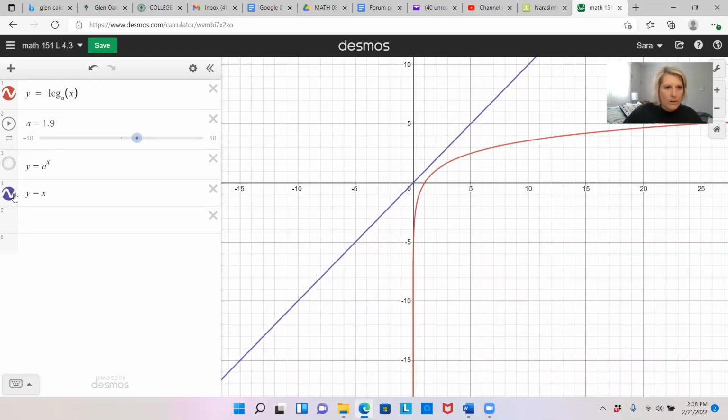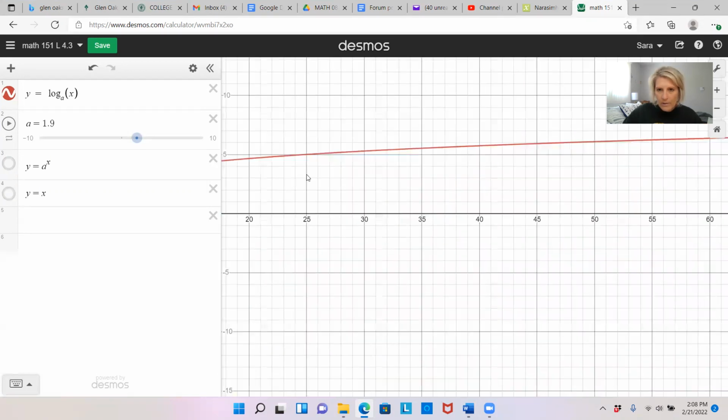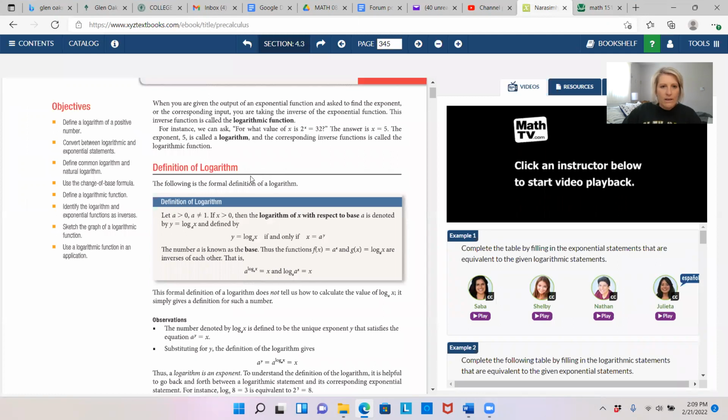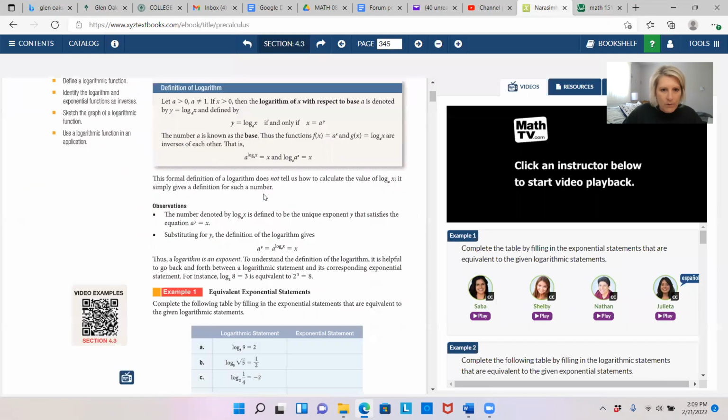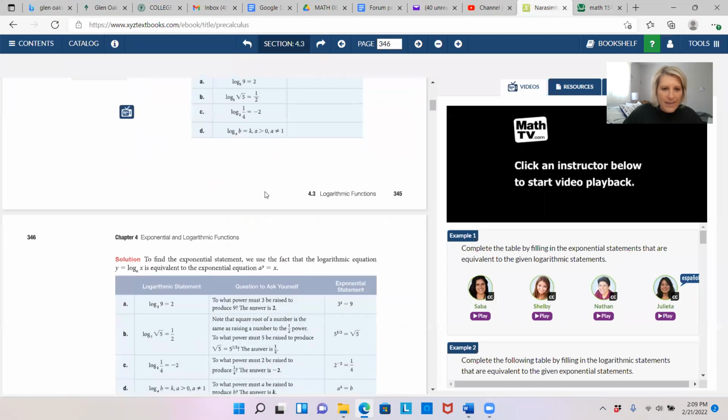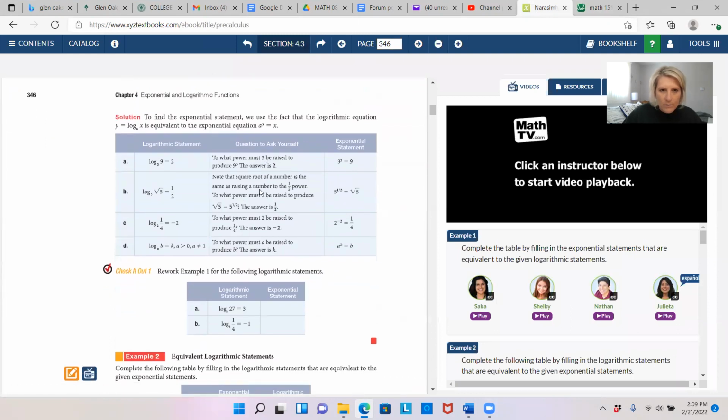So the log function is in red. It has a natural asymptote at x equal to 0, and then goes to infinity as x goes to infinity. So that here shows our definition of logarithm at the beginning of 4.3. And what's cool is this is how I always thought about interpreting logarithms for myself, but I like how they did this here in the book.